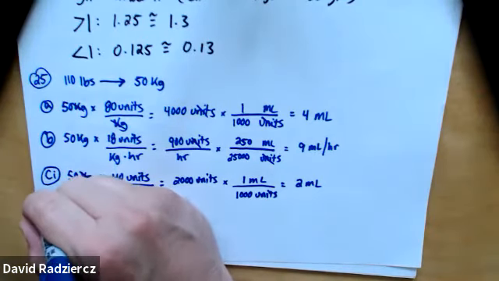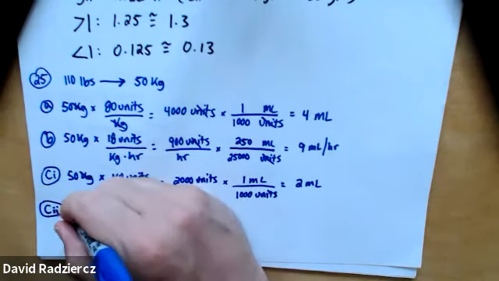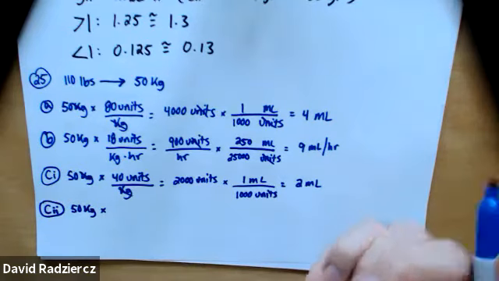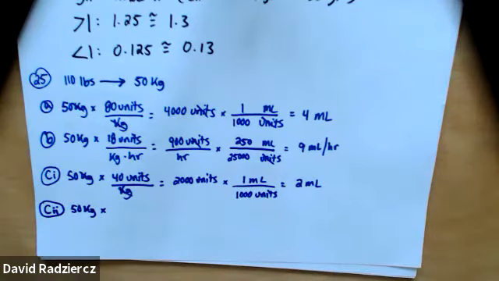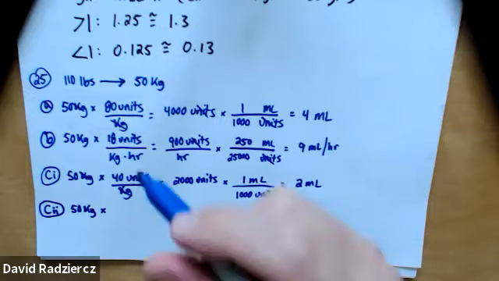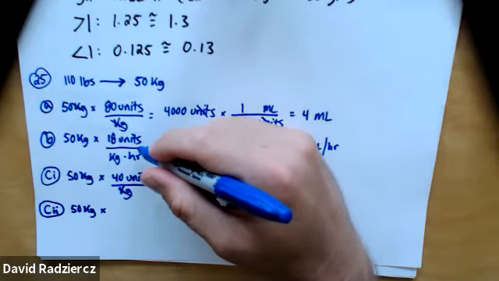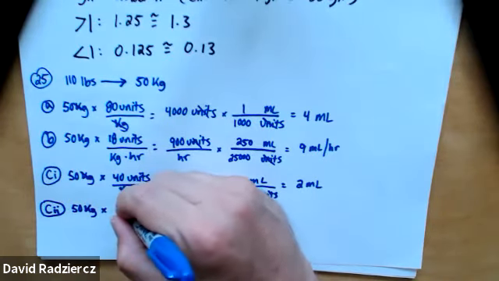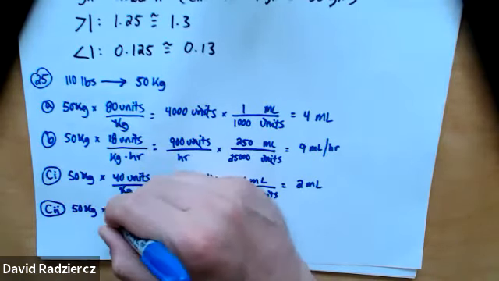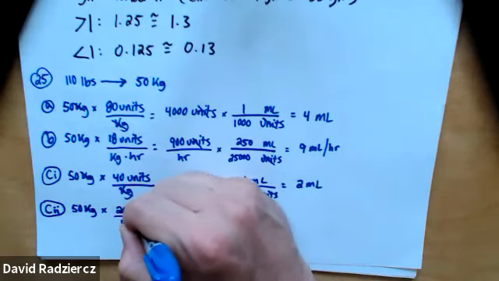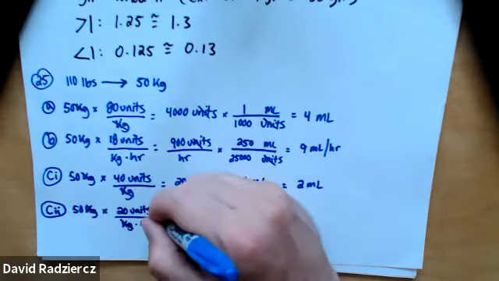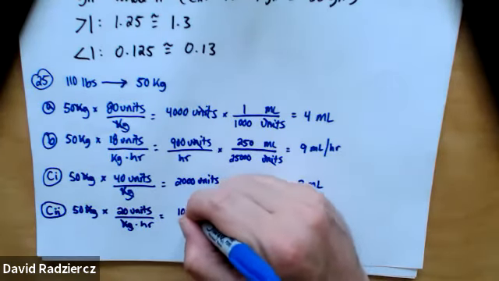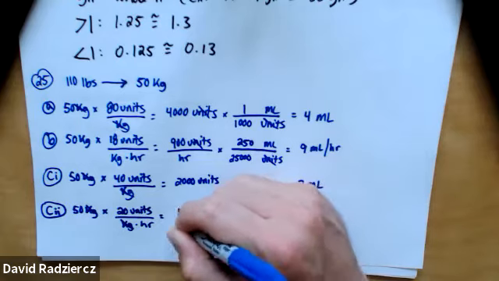Part 2, I'm going to follow the same procedure, same patient weight. Now it tells me to increase the infusion by 2 units per kilogram per hour. What was our initial? Our initial was 18 units per kilogram per hour. So if I'm increasing that by 2, it becomes 20 units per kilogram per hour. 50 times 20 gives me 1,000 units per hour.